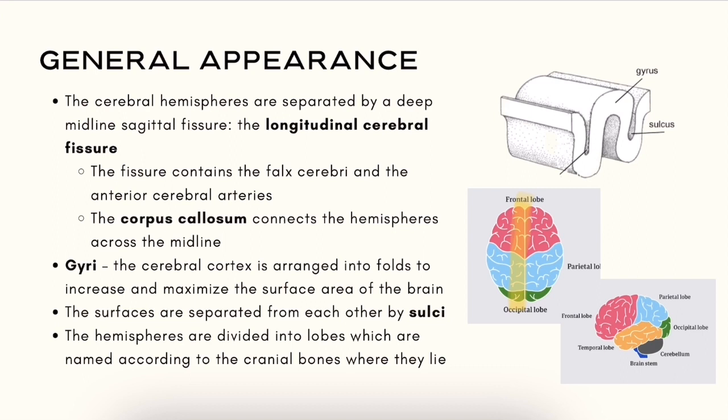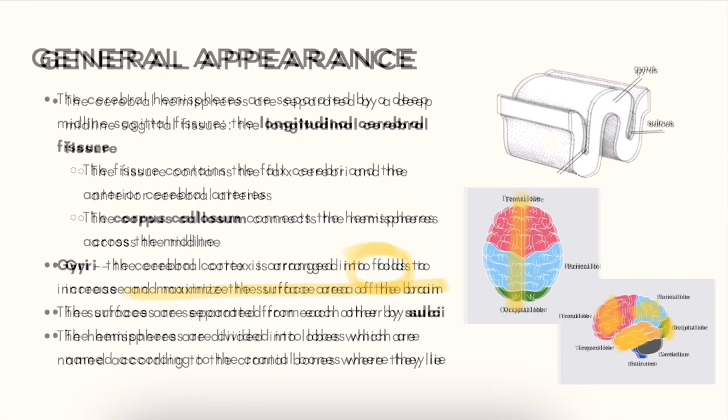It's all wrinkly. So the gyri, the cerebral cortex, is arranged into folds to increase and maximize the surface area of the brain. And those gyri right here are separated from each other by what we call a sulci. Okay, so those deep areas are our sulcus. So the hemispheres are divided into lobes, which we talked about a while ago, which are named according to the cranial bones where they lie. So we have our frontal, we have our parietal, our temporal, and our occipital lobe.